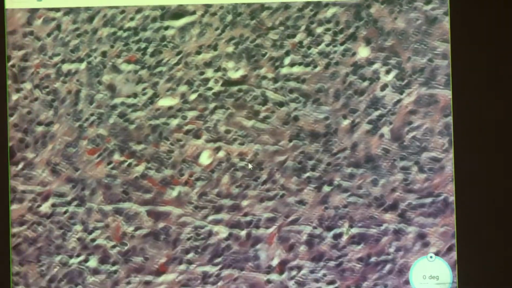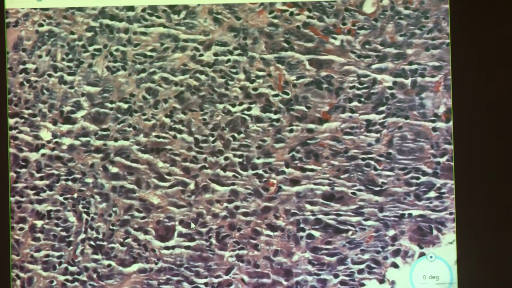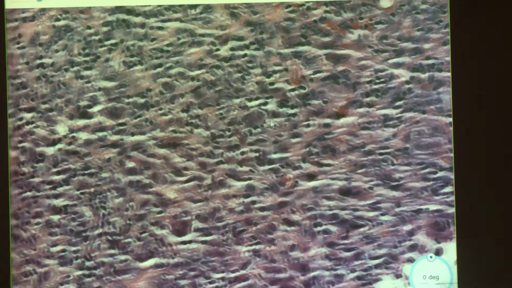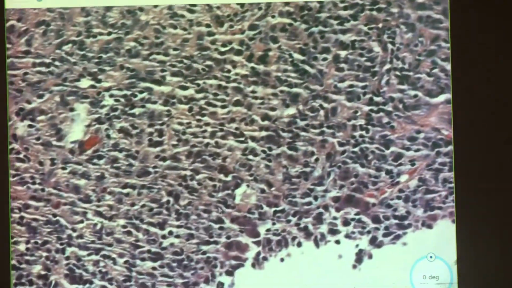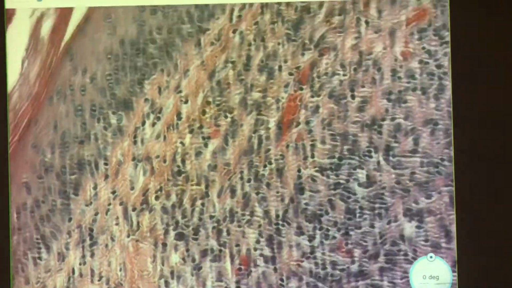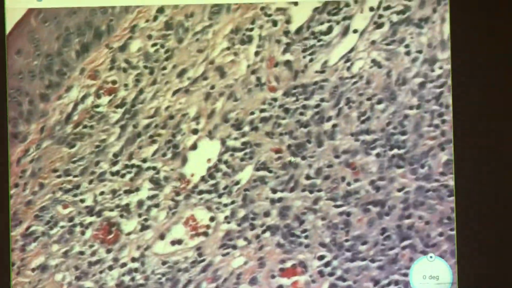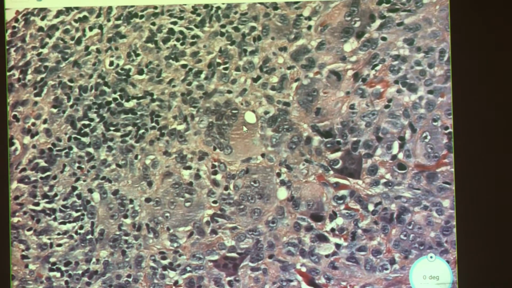There's a lot of atypia, so I think that complicates the lesion a bit. And there's a very large percentage of these very bizarre multinucleated giant cells. So none of that really helps you, but overall, this has more of a spindle appearance. I'll take your word for that.